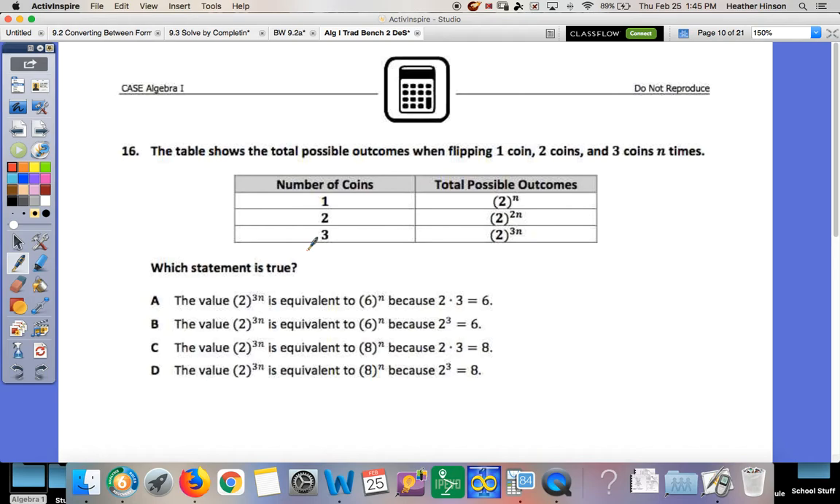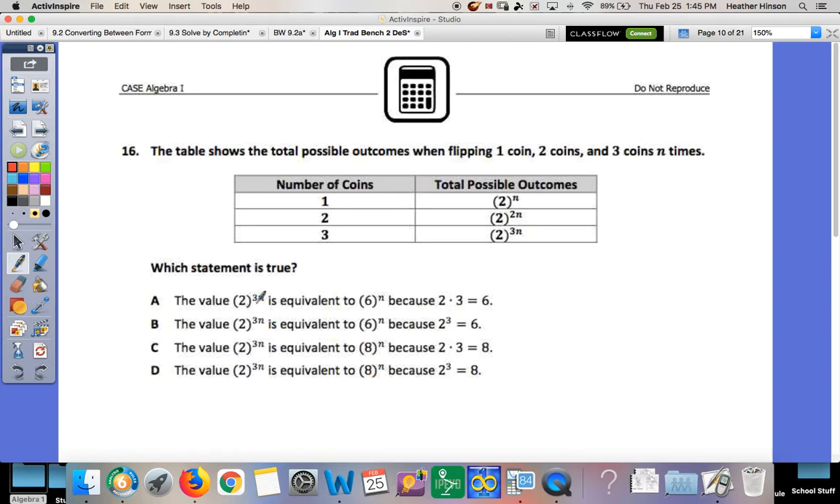16. The table shows the total possible outcomes when flipping 1 coin, 2 coins, and 3 coins n times. So that's what this is representing. 1 coin, 2 coins, and 3 coins. Just flipping your coins. Which statement is true? So the value of 2 to the 3 times n is equivalent to what? Would it be 6 to the n or 8 to the n?